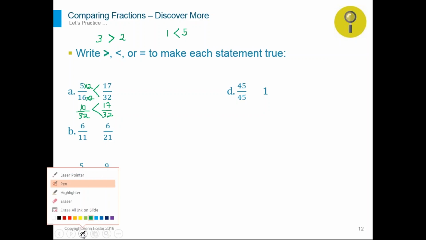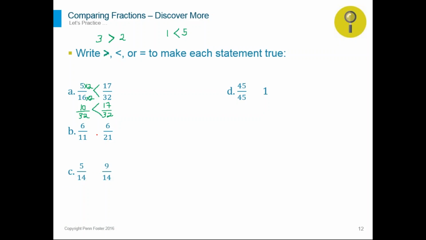Let's do B. B is 6 over 11 is what to 6 over 21. This is case 3. Different denominators but the same numerators. Then the rule says the fraction with less denominator will be the larger value. So I'm going to make my sign open up towards the larger fraction. 6 over 11 is larger than 6 over 21. See, straightforward. C, 5 over 14 and 9 over 14. I know it's going to be this sign. 9 is greater than 5 since we have the same denominators.